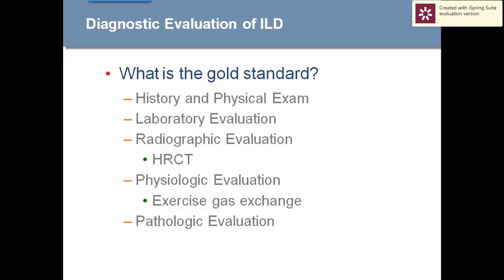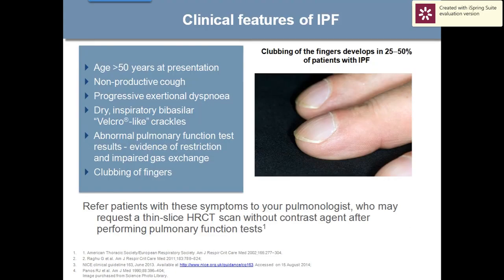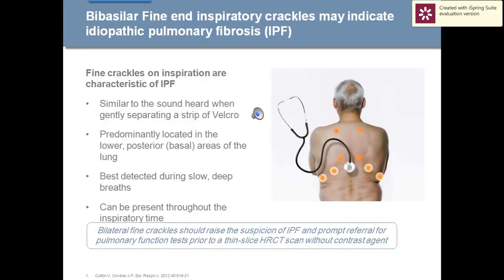Clinical findings: history, laboratory, radiological examination, and physiological evaluation. Pulmonary function test and spirometric examination result in a restrictive pattern, reduced diffusion capacity, reduced lung volumes, finger clubbing, Velcro or bibasal fine end-inspiratory crepitations.